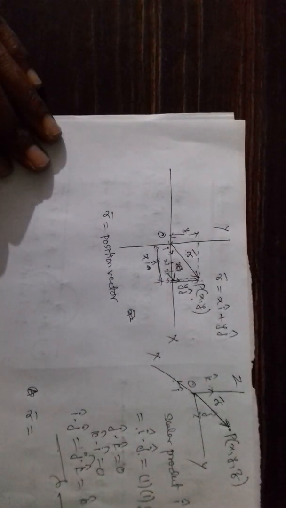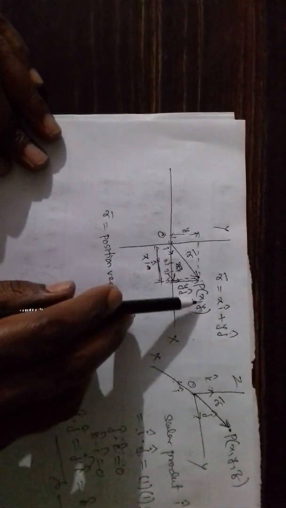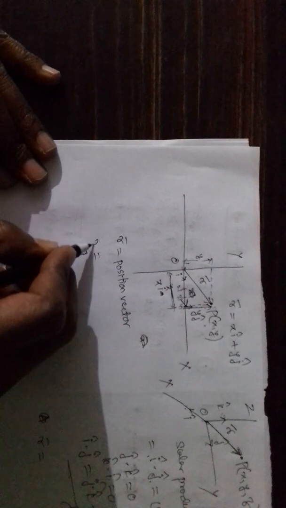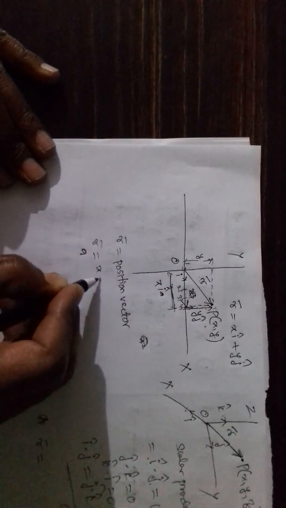So for a plane we write like this. If the point is in space, in addition to the two coordinates, it will have a z coordinate also. Then you write r is equal to xi plus yj plus zk. So in this way you write.